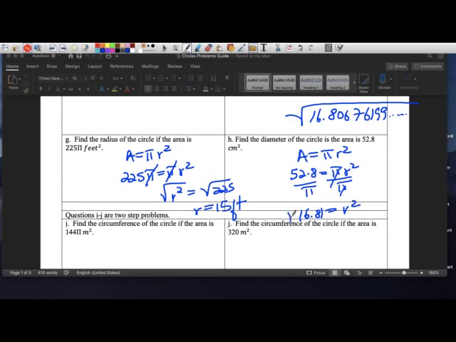So if you take the square root of both sides, you get that the radius equals 4.1, and because we want the diameter, it's 8.2.